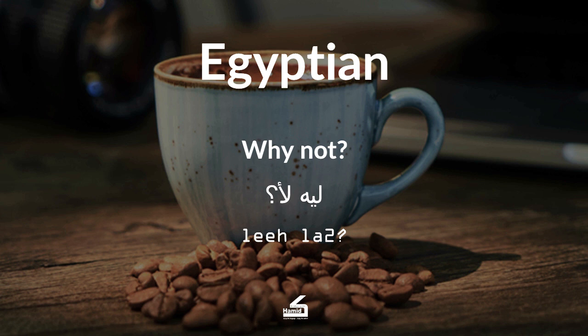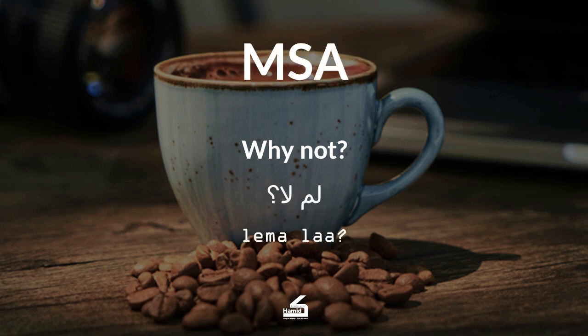To say why not in modern standard Arabic, it's different. We say لما لا. Here why is لما instead of ليه, and لا in modern standard Arabic instead of لا in Egyptian. So لما لا. You can see the difference between the Egyptian and the modern standard Arabic here. So usually why not is لما لا in standard Arabic. Repeat it with me. لما لا.